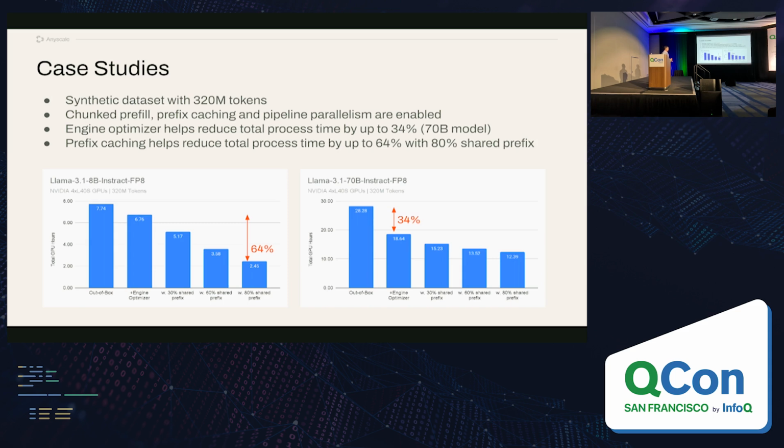On the left-hand side, we have the Llama 3.1 8B on L40S GPUs, and the right-hand side is the 70B. So we can see that by enabling the engine optimizer and the prefix caching, we can reduce the cost by almost an order of magnitude. And this again illustrates that different workloads and different models will require different optimizations.